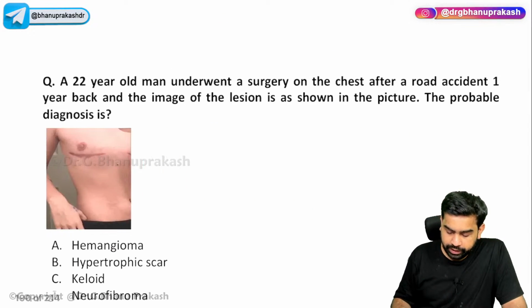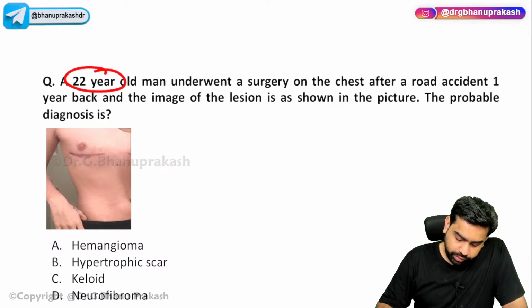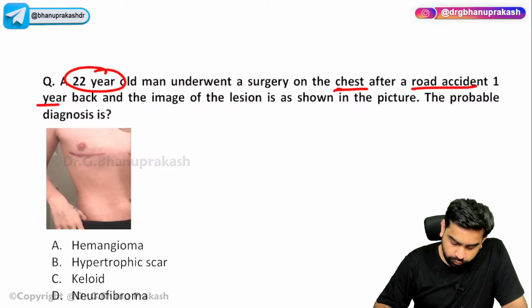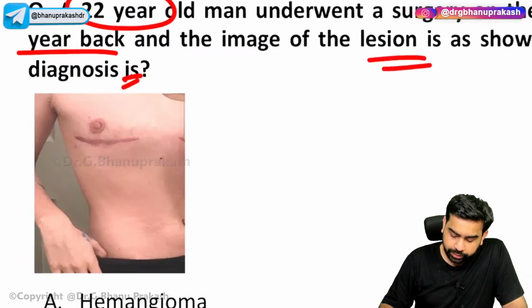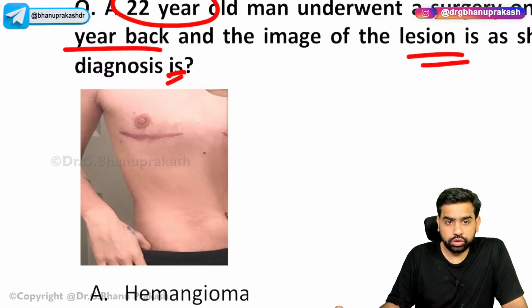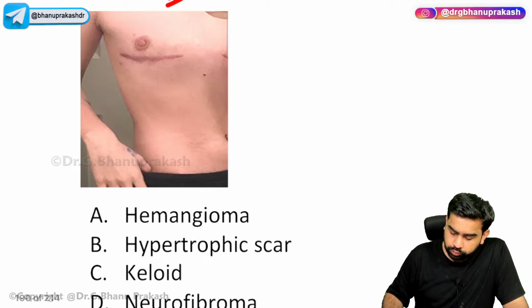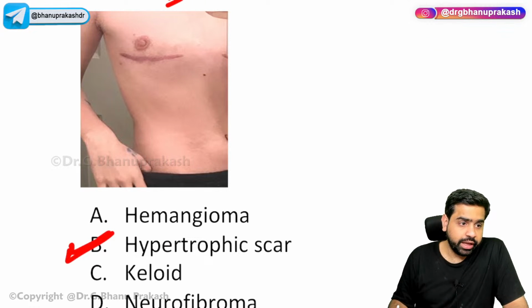Got it. Good. Now, there's a 22-year-old man who underwent a surgery on the chest after a road traffic accident 1 year back. The image of the lesion has been shown. What is the most probable diagnosis of this particular patient? I'll just zoom in. One of the simplest questions ever. This is an abnormality of the scar. This is a hypertrophic scar. The diagnosis over here is a hypertrophic scar.